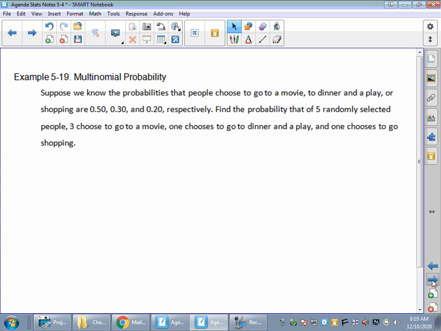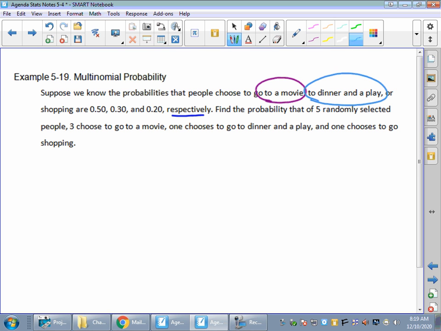So we know that the probability that people choose to go to a movie, to dinner and a play, or to shopping are these things respectively. Everybody knows respectively means in order, right? So here's our three options. We could go to a movie, we could go to dinner and a play, or we could go shopping. This was pre-COVID. We can't do these things right now. So we've got our probabilities. Notice, again, the first sentence gave us the probabilities. So here are our P's, probability of success.